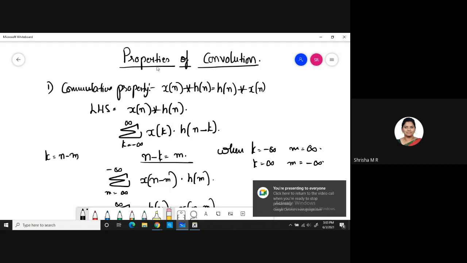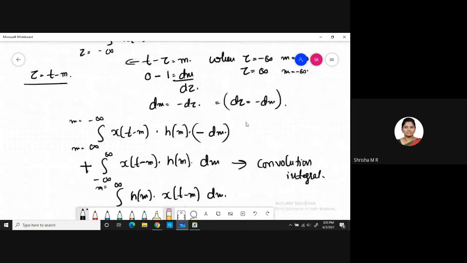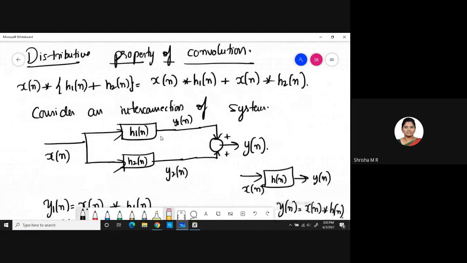So this morning we had seen the properties of convolution. We had seen the commutative and distributive properties. Now we shall check the associative property. The distributive property is nothing but: if h of n, h1 of n and h2 of n are in parallel, you can write it as h1 of n plus h2 of n.